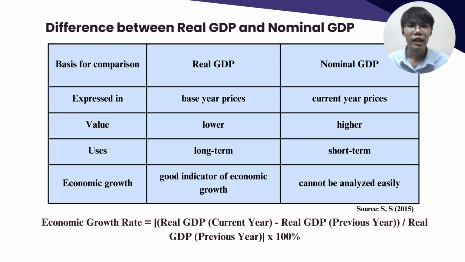So we can calculate economic growth through this formula, which is real GDP of the current year minus real GDP of the previous year, divided by real GDP of the previous year, then multiplied by 100.